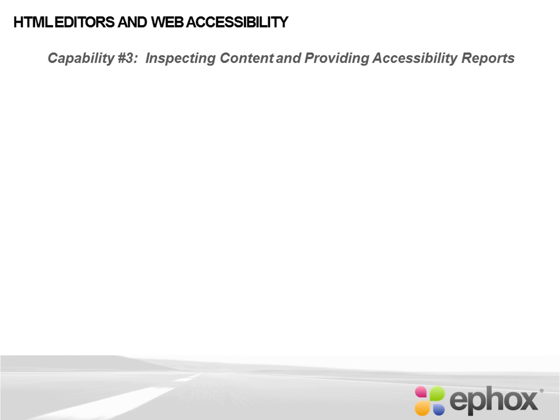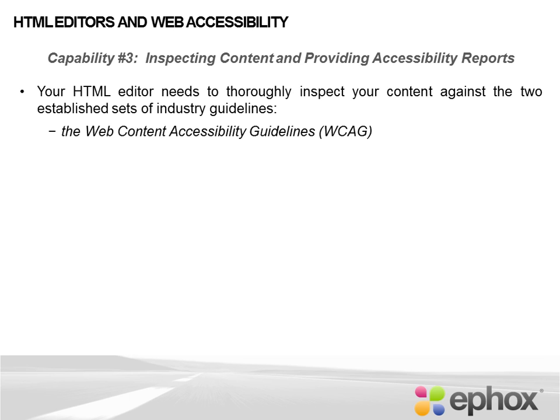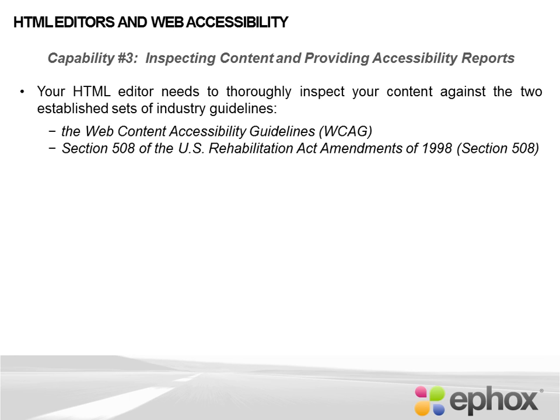Capability number 3: inspecting content and providing accessibility reports. Your HTML editor needs to thoroughly inspect your content against 2 established sets of industry guidelines: the Web Content Accessibility Guidelines and Section 508 of the U.S. Rehabilitation Act's Amendment of 1998. Then, it must deliver accessibility reports highlighting any errors.